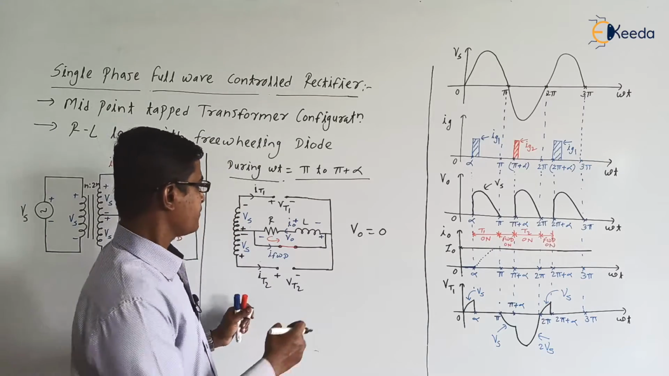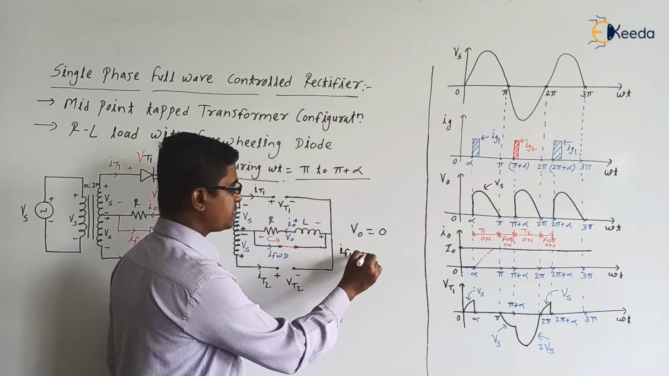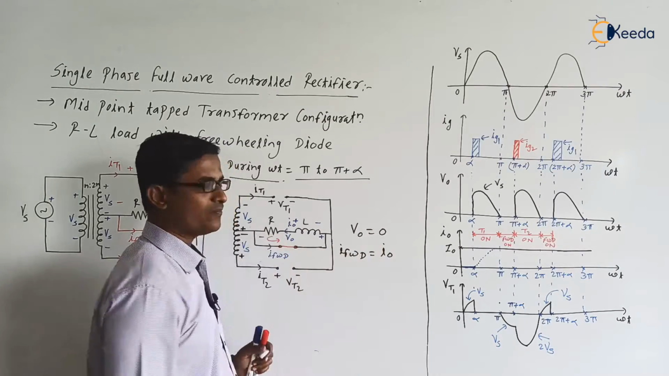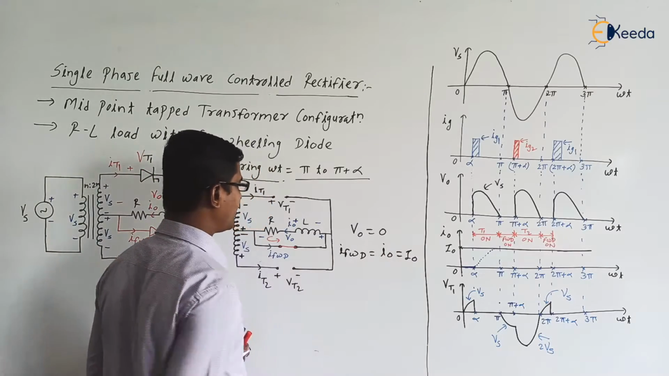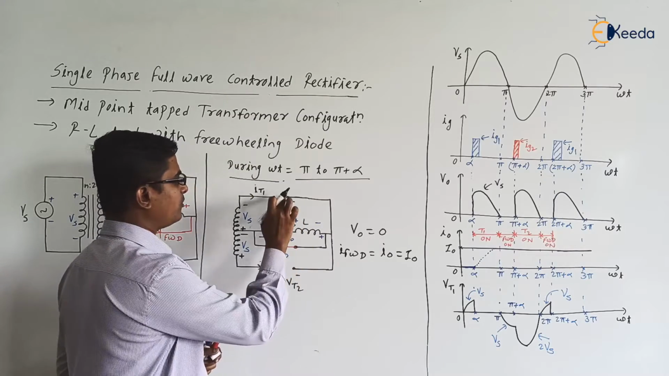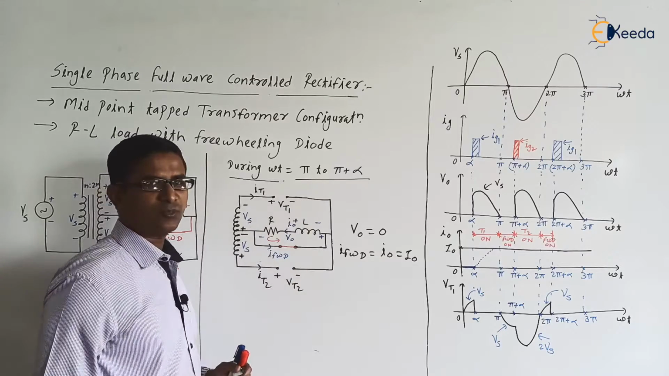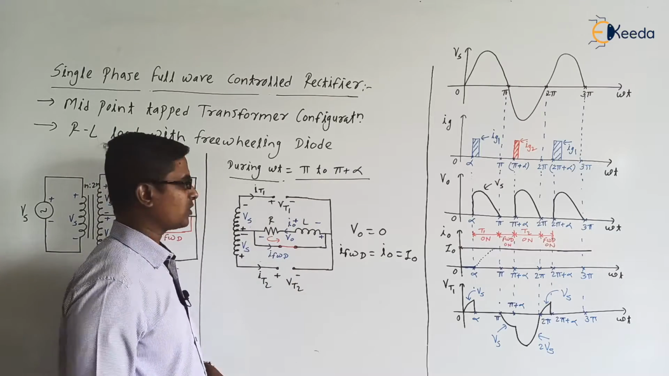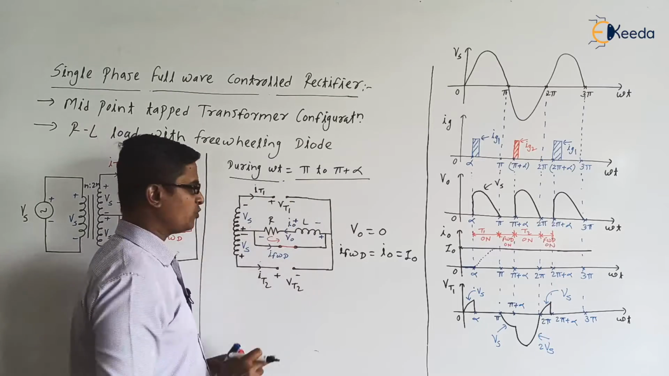Next, what is the freewheeling diode current? Can we write IFWD is equal to I0 during this interval? Now I0 is constant current, so it is I0 only. Next, what is VT1 during pi to pi plus alpha? If you check, both the thyristors are in the off state. You can apply KVL to either the first loop or the outer loop, and we'll be getting the answer.